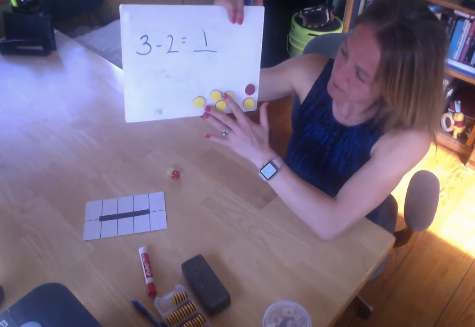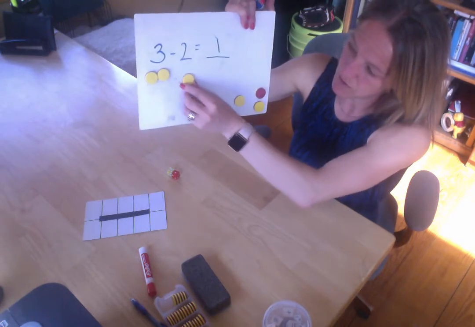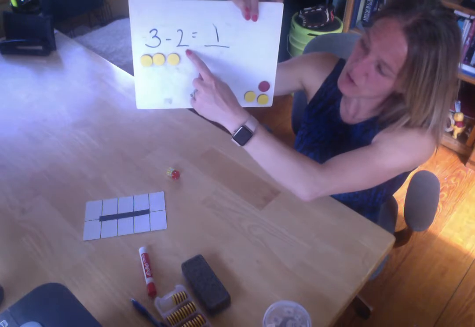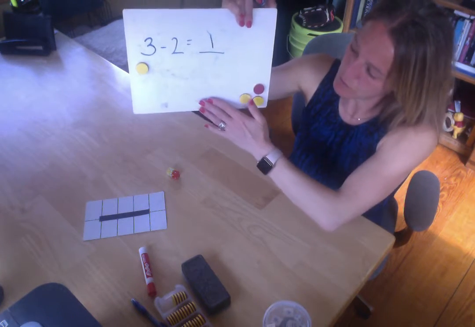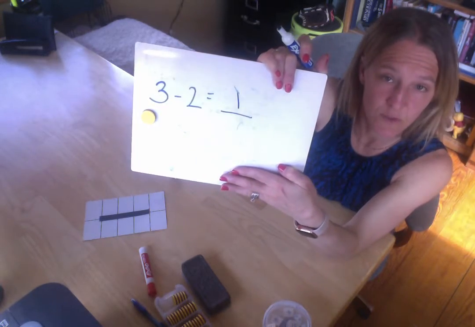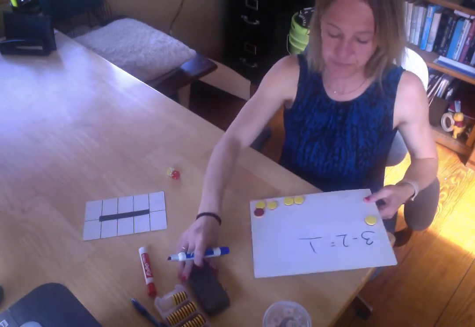Let's look at it with our counters. There's 3. It wants me to minus 2. Gone. I'm left with 1 counter. Okay.